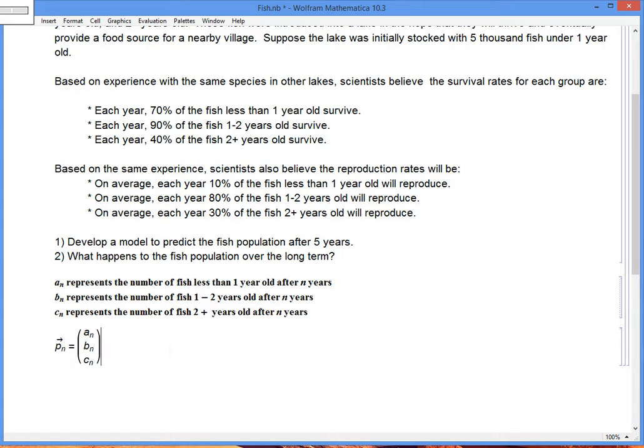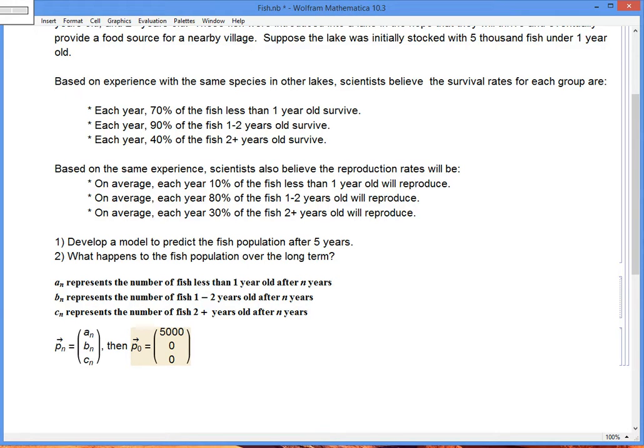Okay, and so if that's my vector p sub n, then I can go ahead and give you my initial condition, which is p naught. So I'm going to copy and paste p naught. We know that we start with 5,000 fish that are less than 1 year old. We've got 0 1 to 2 year olds and 0 2+. All right, so I've got my initial condition and I've got my variables defined.